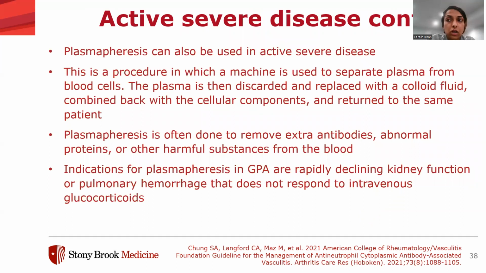Just continuing on with active severe disease. Plasmapheresis can also be used in active severe disease. What is plasmapheresis? It's basically a procedure in which a machine will separate plasma from the blood cells. The plasma is then discarded and replaced with colloid fluid, and then it's combined back with the cellular components and returned to the same patient. Plasmapheresis is often done to remove extra antibodies and other harmful substances from the blood. Indications for plasmapheresis in GPA are when a patient has rapidly declining kidney function or pulmonary hemorrhage that does not respond to IV glucocorticoids.